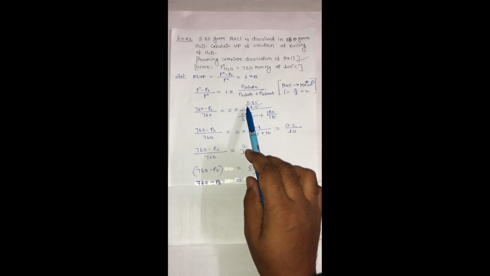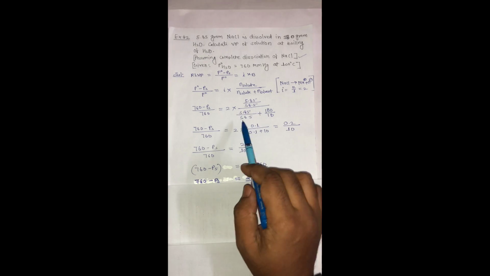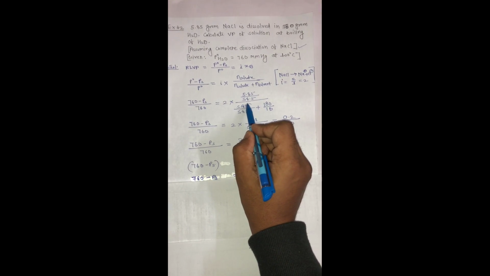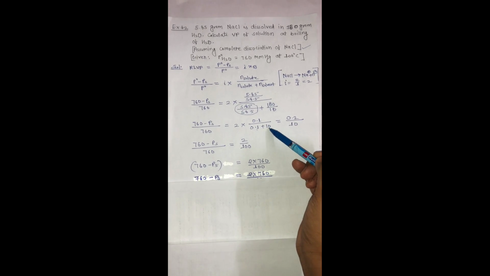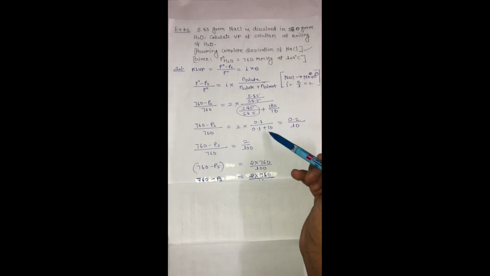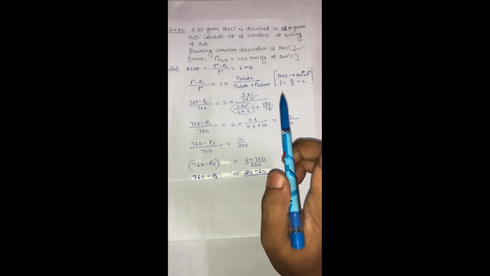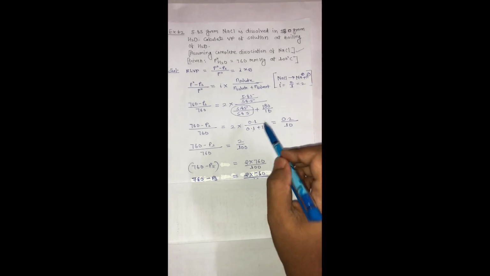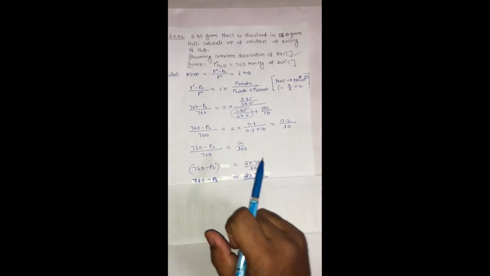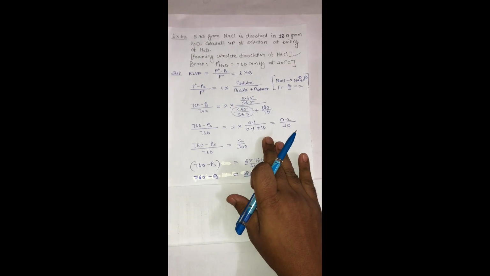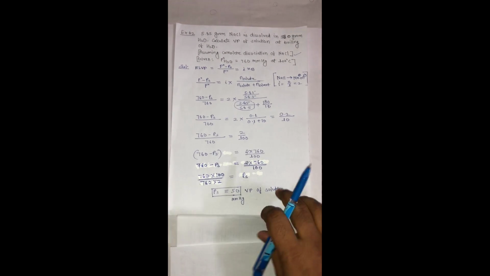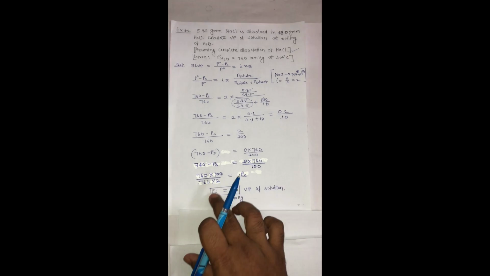Put the value of 2, 5.85, 58.5. We neglected this term here. Why? Because 0.1 is very much less as compared to 10. And remember, when we derived the expression for this, I told you when solute is very much less than solvent, we can neglect it. So here the value of vapor pressure will be as I solved.